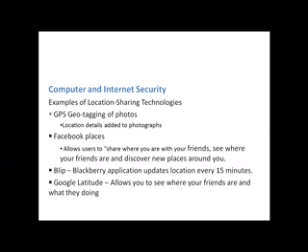Examples of location sharing technologies. GPS, or Global Positioning System. Geotagging of photos: location details added to a photograph, which photographers use to add location details in the photo. Facebook Places allows users to share where they are with friends, see where friends are, and discover new places around them. Blip, a BlackBerry application, updates location every 15 minutes.